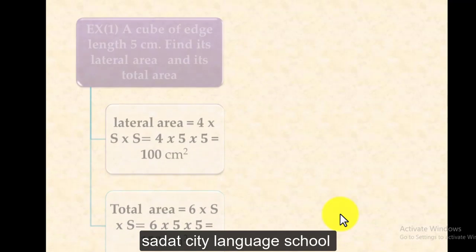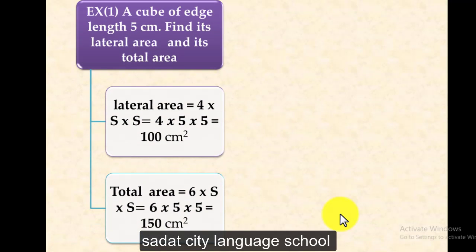In the first exercise, he says a cube of edge length 5 centimeters. Find its lateral area and the total area. To find the lateral area and total area, we must have the edge length. Here he gives the side length. So lateral area is 4 times side length times side length. Side length equals 5. 4 times 5 times 5 equals 100 centimeter square. Write the rule. Total area equals 6 times side length times side length. Number 1, we must write the rule. Number 2, write side length equals 5. 6 times 5 times 5 equals 150 centimeter square.